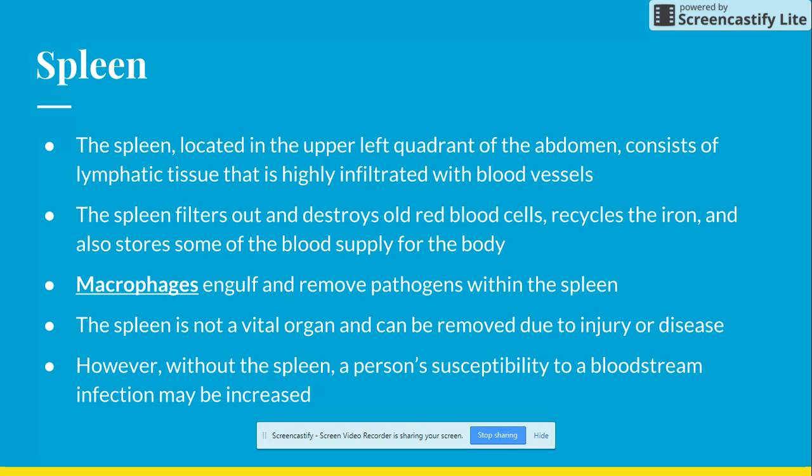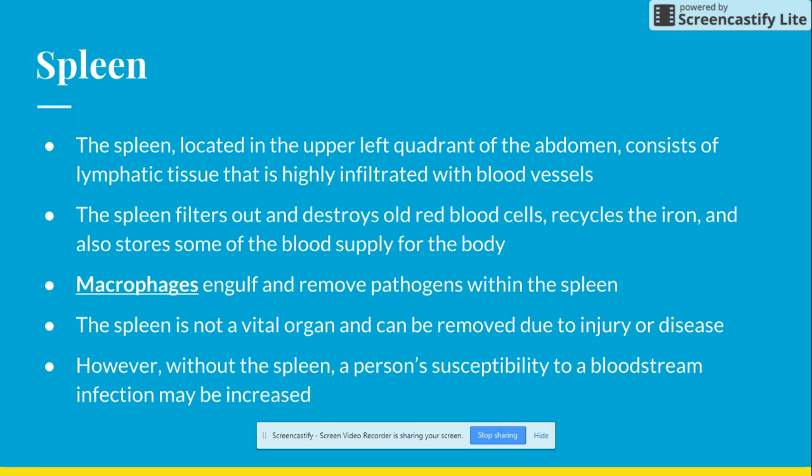So it filters and destroys old red blood cells. Remember, red blood cells only have a 120-day life. So once it's getting closer to that mark, the spleen is going to take the old ones out. But before it does, it is going to take the iron out of the red blood cells to recycle it, which is nice. So you're not having to ingest even more iron than you already have to.